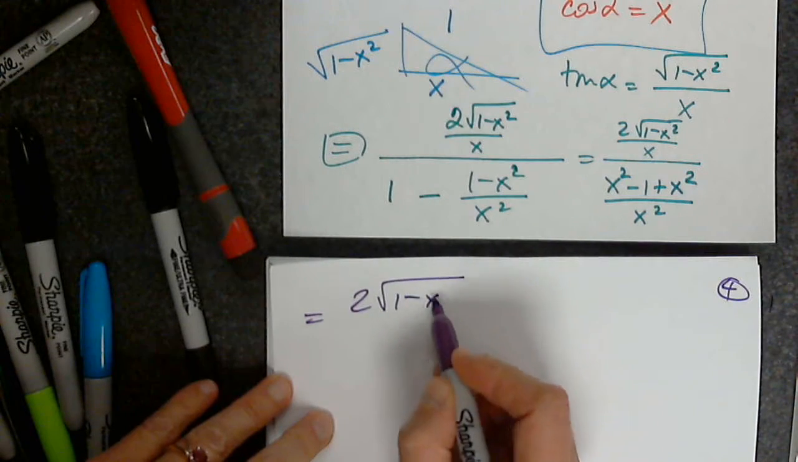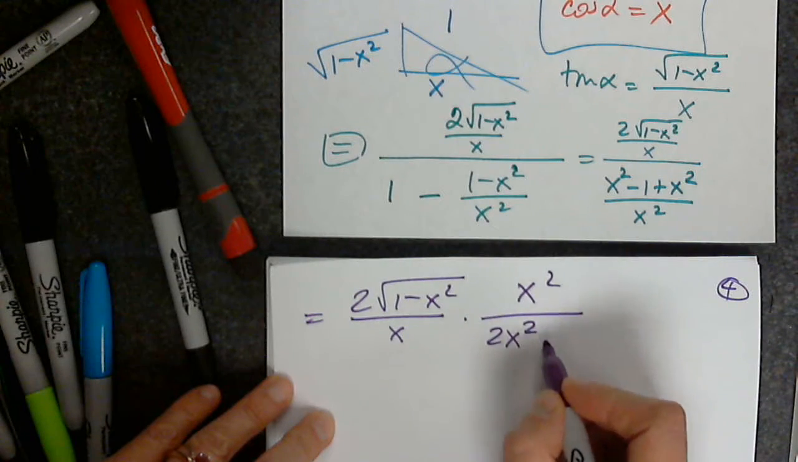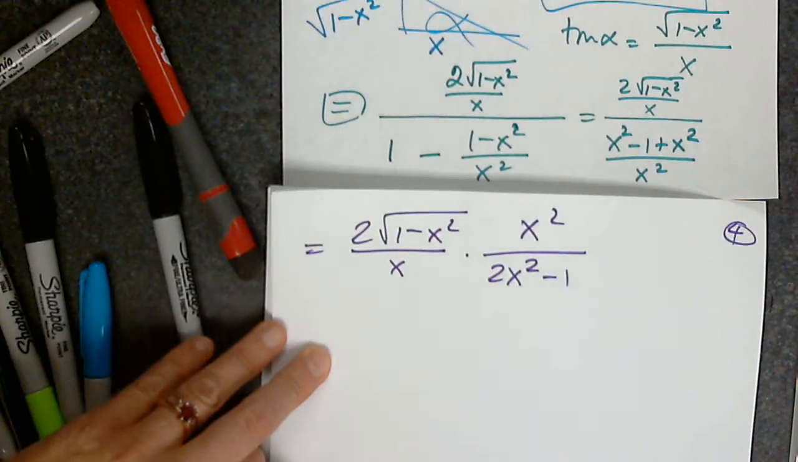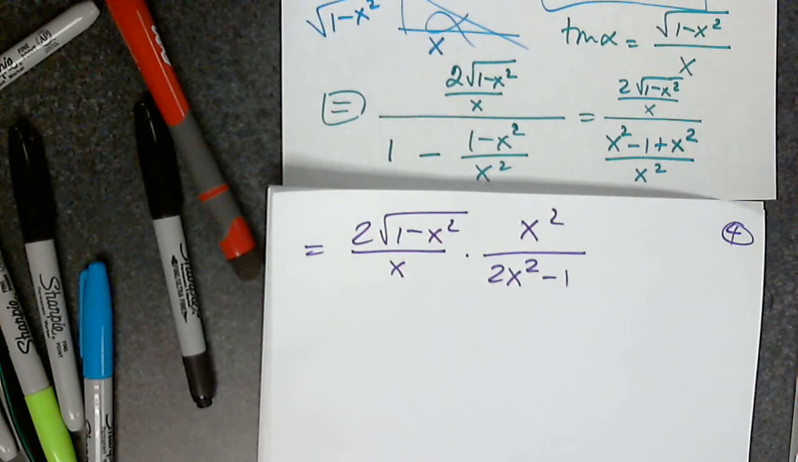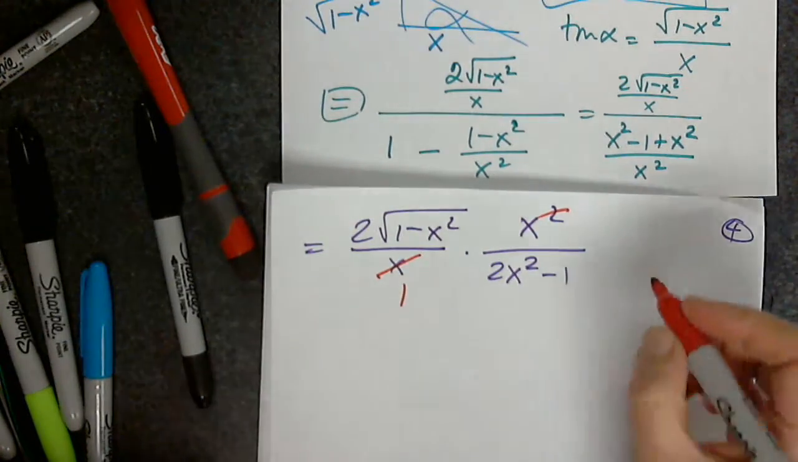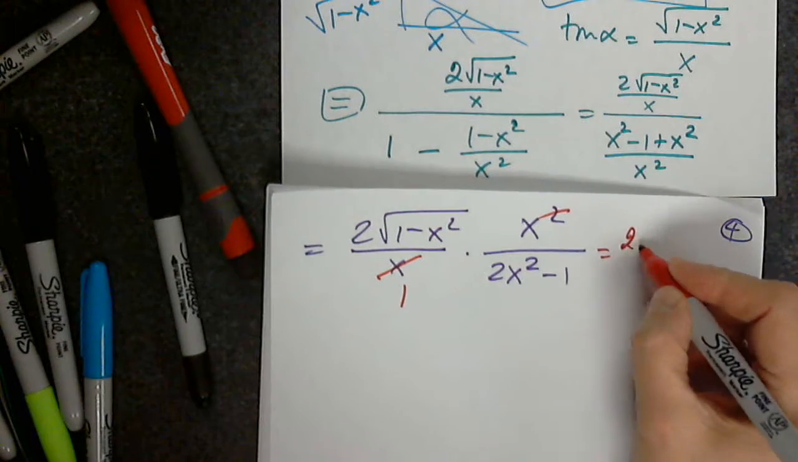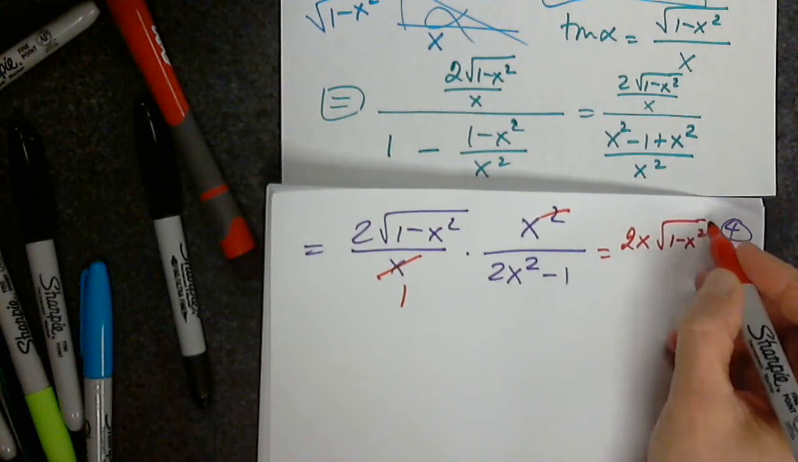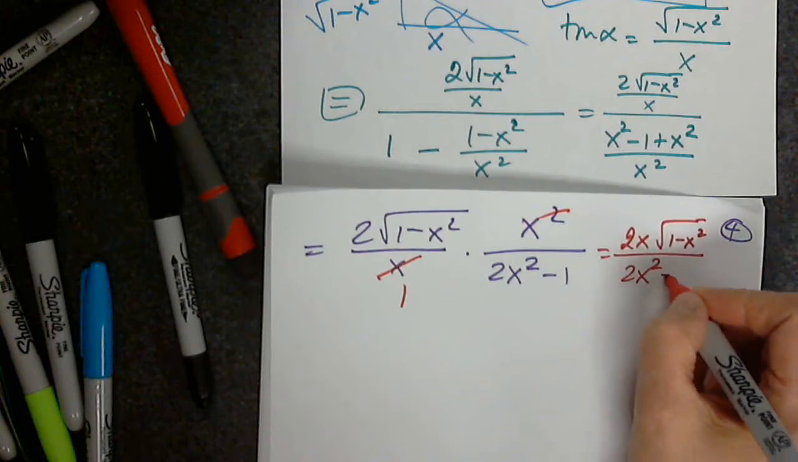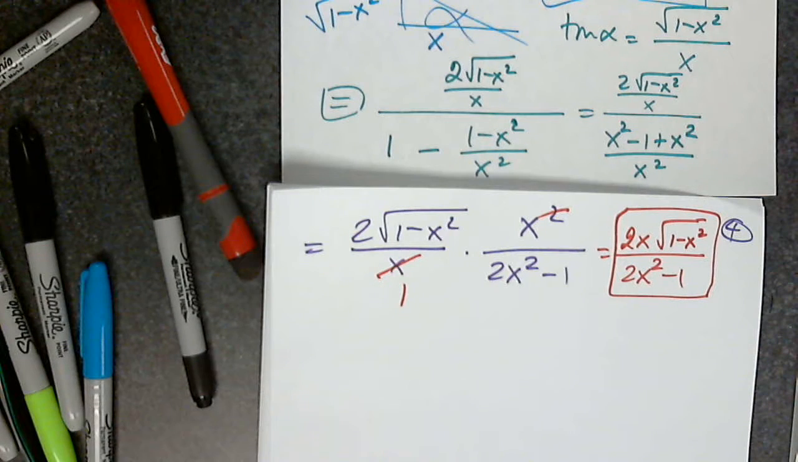2 the square root of 1 minus x squared over x times x squared over 2x squared minus 1. And the only thing that goes away is x squared and x. Yes, just one of those. Yep. And I rearrange, I do not leave anything or write anything after the square root. So then I have 2x the square root of 1 minus x squared over 2x squared minus 1. A lot of work on this problem.